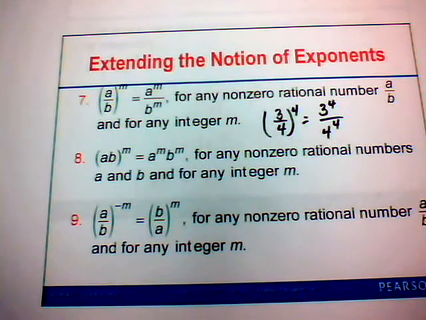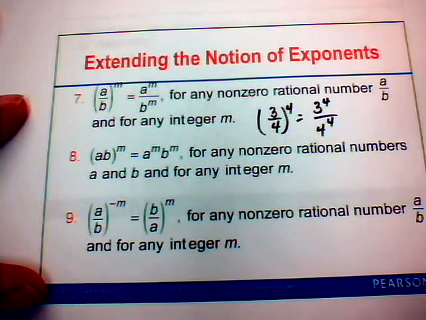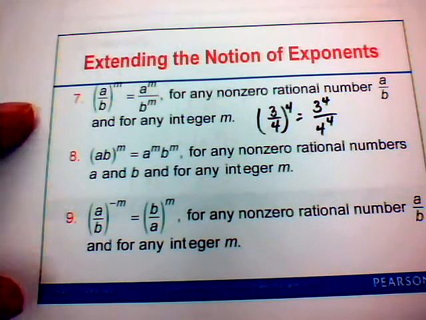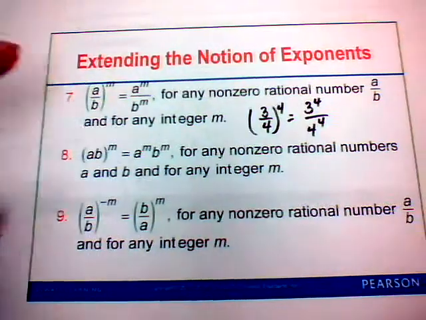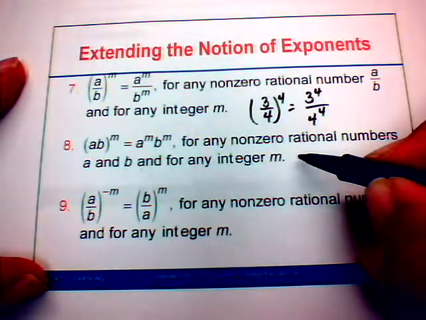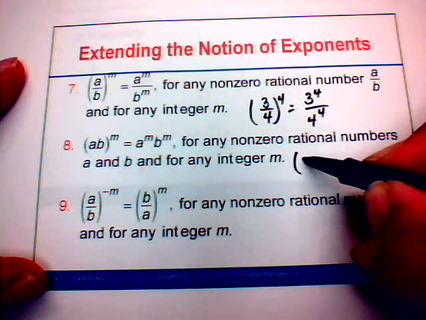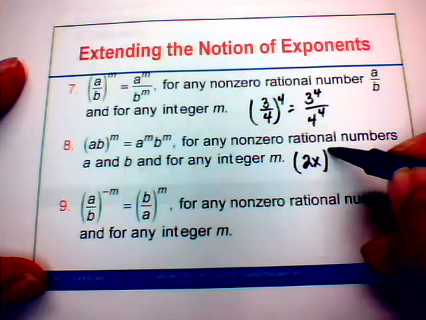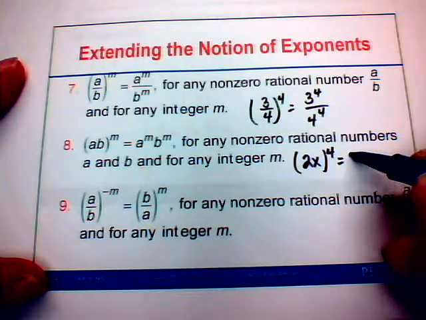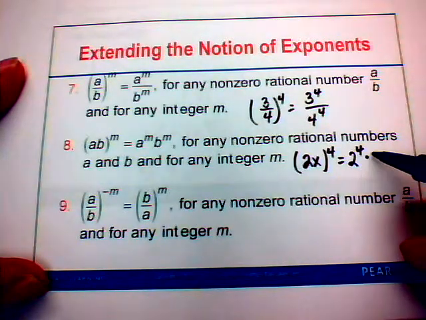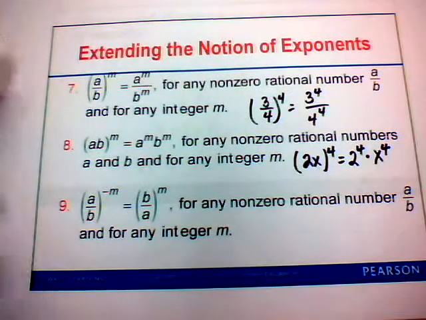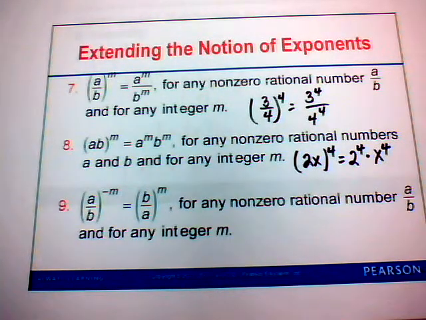And then number 8, the product of a and b raised to a power. That means you take each term and raise it to that particular power. So the a will be raised to the m and b will be to the m. So in this case here, let's say 2x, and then that's to the 4th power. That means the 2 has to be raised to the 4th power. Also, the x must be raised to the 4th power. Each number and each variable inside the parentheses is going to be raised to the 4th power.